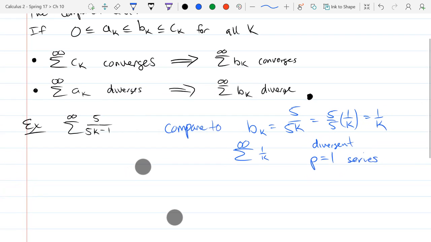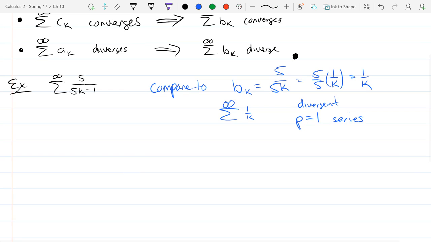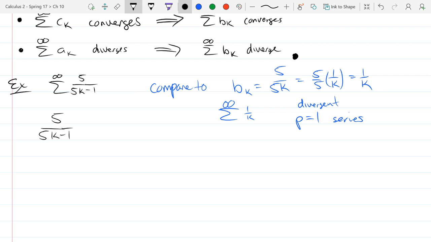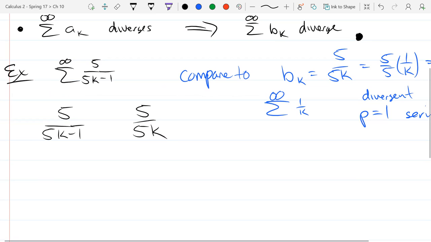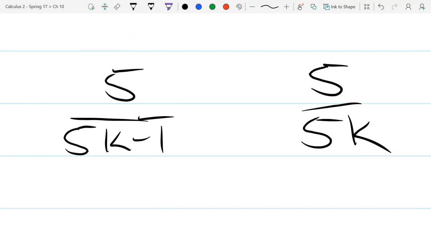All right. We found a series that seems like it acts similarly. The question is, we need to set up an inequality. So let's try to set up this comparison inequality. Which way does the inequality go here? Which one of these two is bigger? One on the left is bigger.